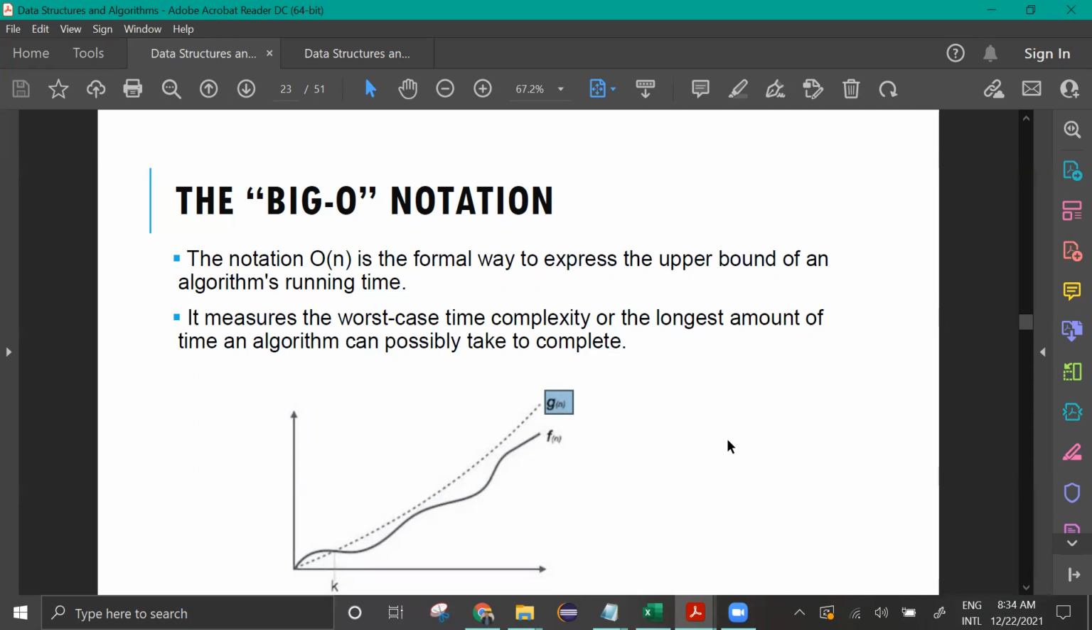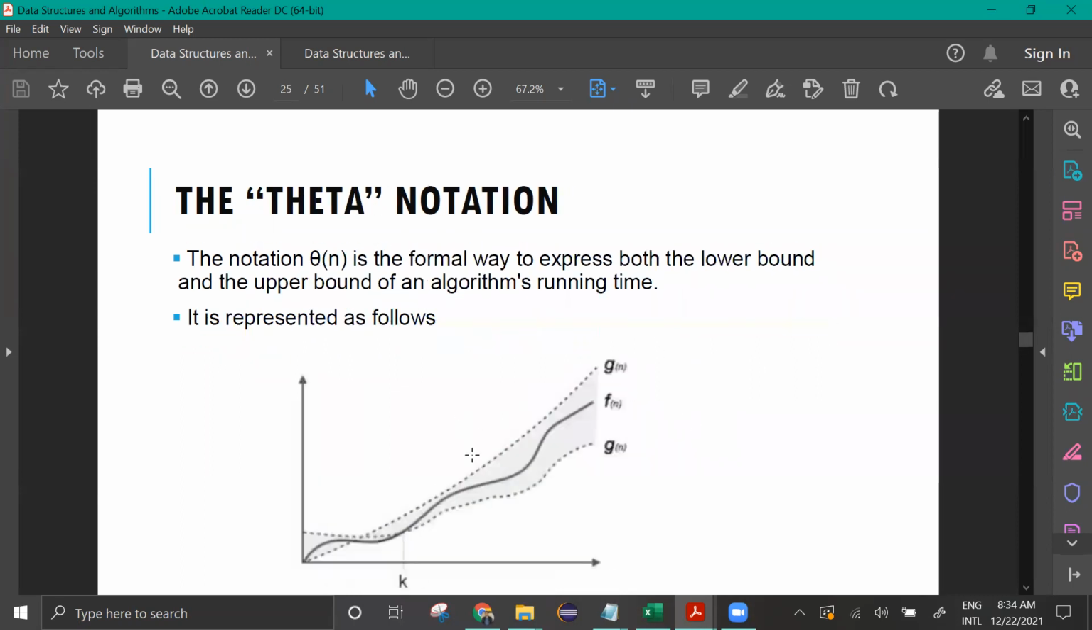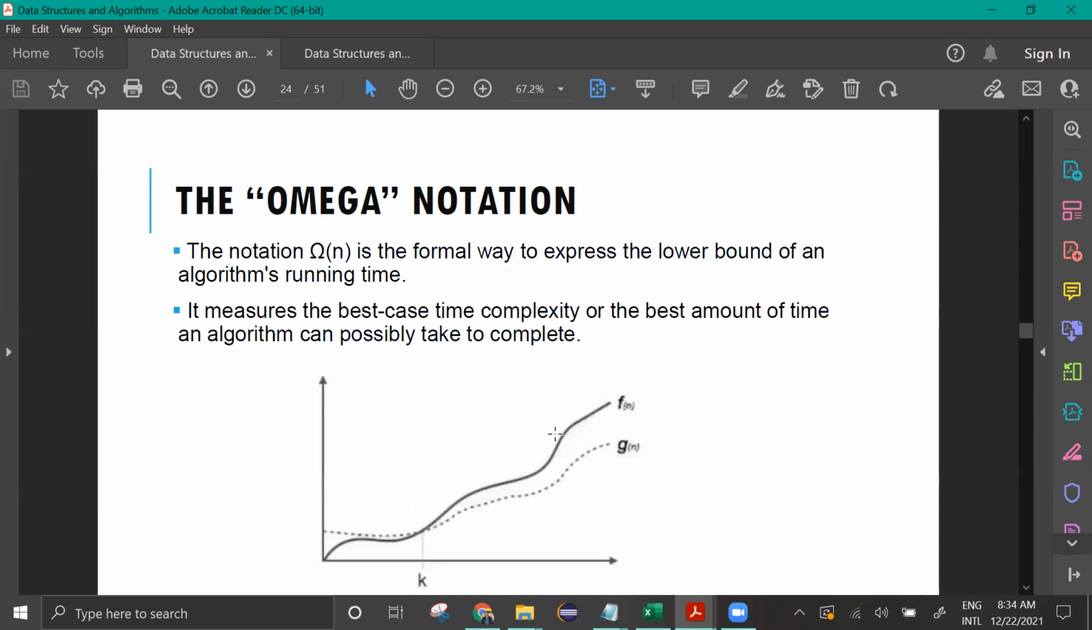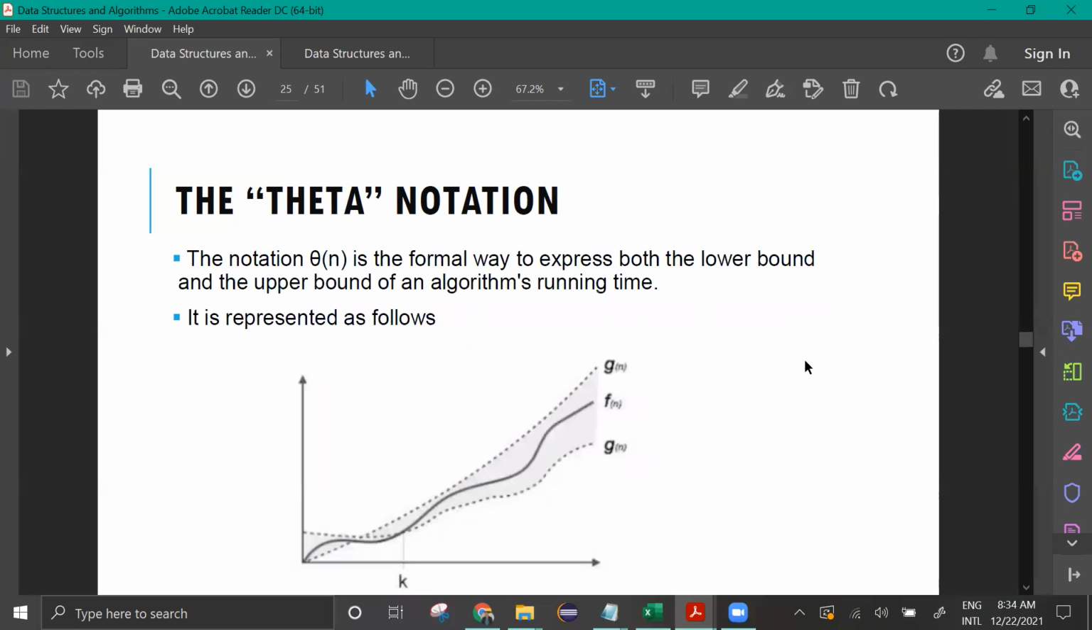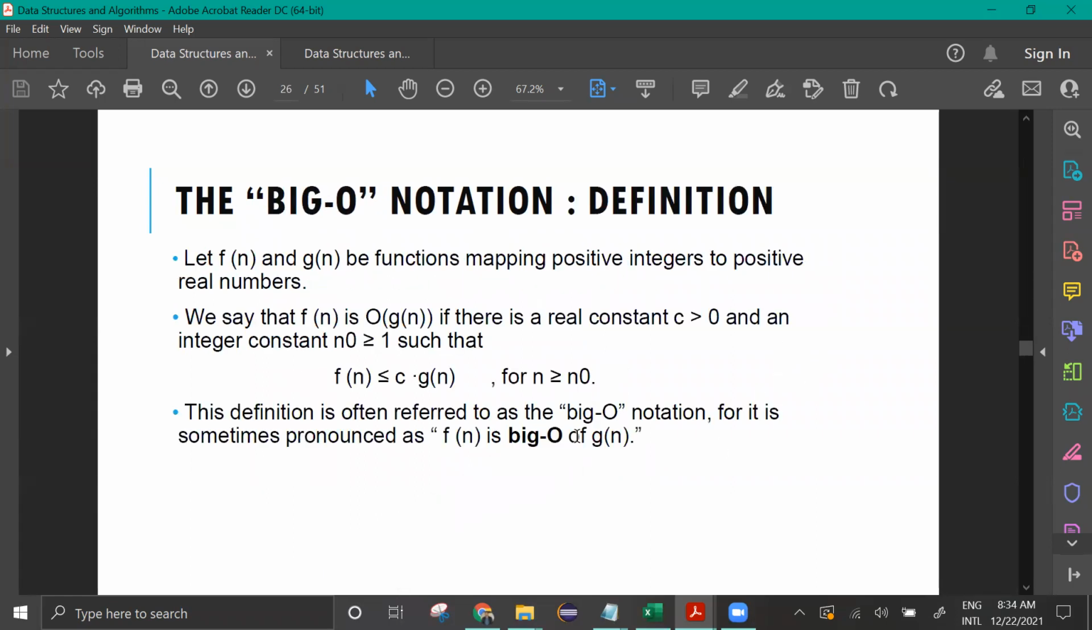So we find the upper bound. In omega notation we get the lower bound, the best case. And in theta notation we get both the upper bound and the lower bound. So this is the definition of Big O notation.